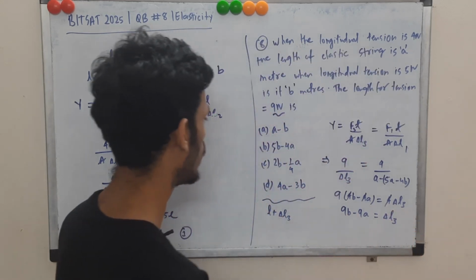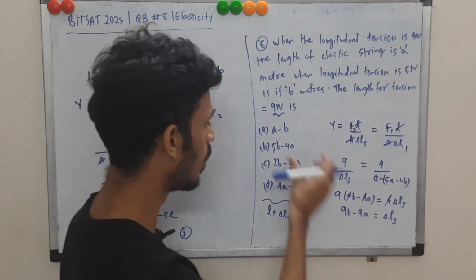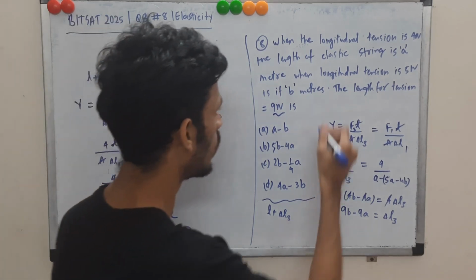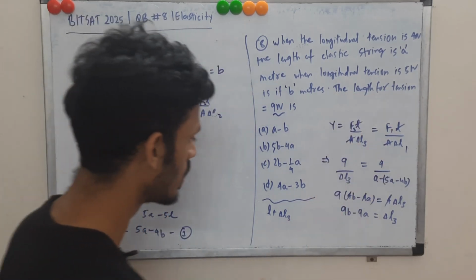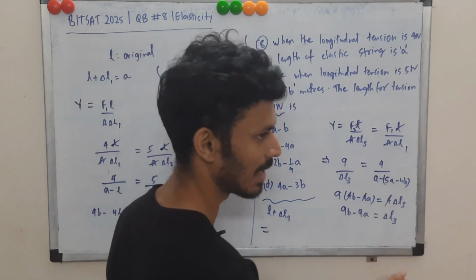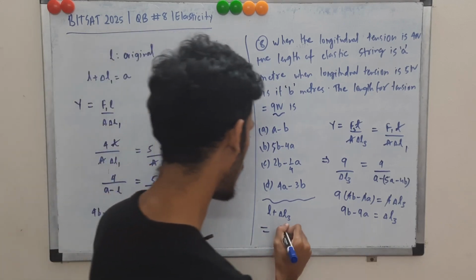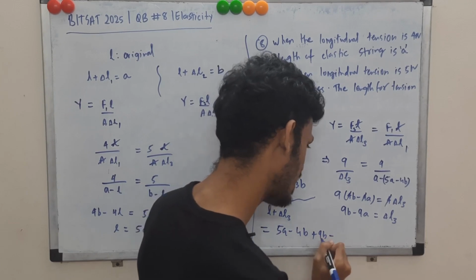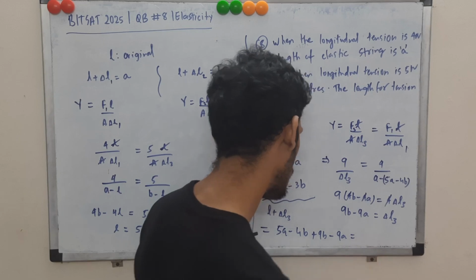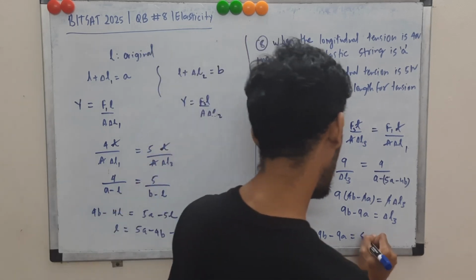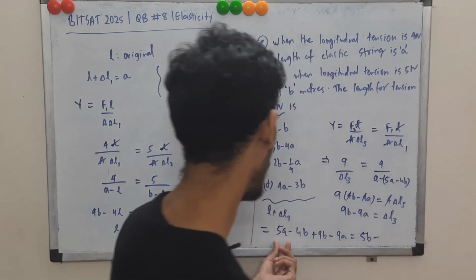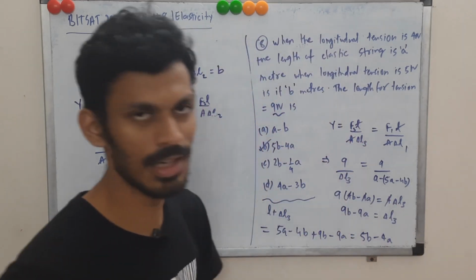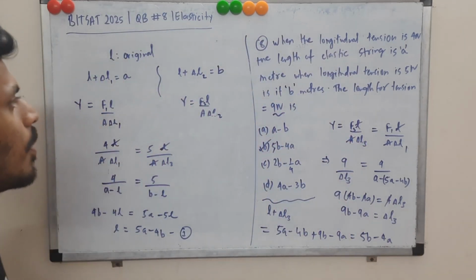Okay, but this is not what you are supposed to note or report. You'll see that it does not match with any of the options, right? You are supposed to report the length when the force is 9 newtons. So this will be original length plus this extension, right? So original length is 5A minus 4B plus 9B minus 9A. So this will be plus 5B and minus 4A, right? Plus 5B minus 4A, which is option B. That is your correct choice. Okay, so that's about this question.